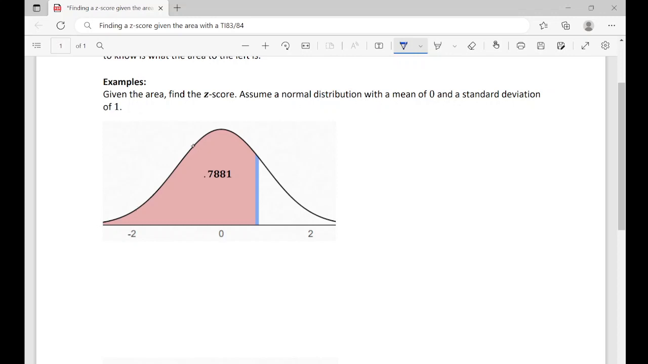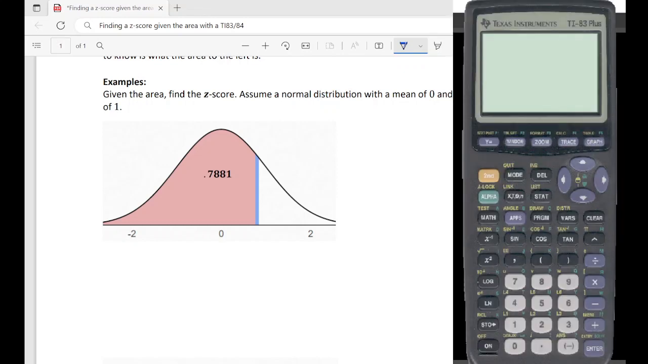So here is our normal curve, and this shaded area here, 0.7881, is going to the left. So since we already know it's heading to the left, we can go in and use our calculator here to find it. So what we do is we go to second and vars, and we're going to go to inverse norm. Now on an 83 calculator, it's just going to prompt you for the area, which we're just going to type in 0.7881.